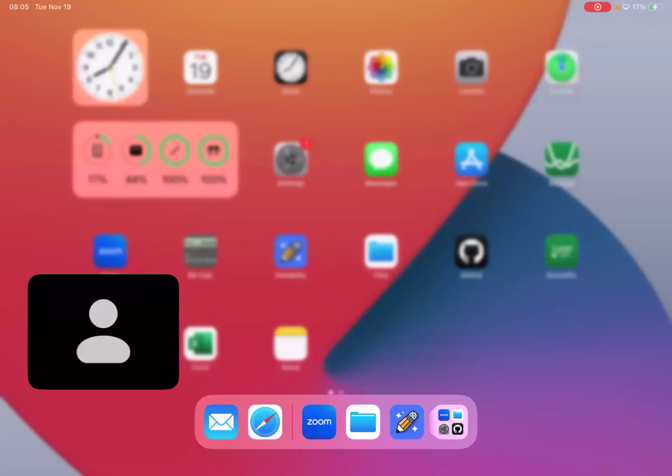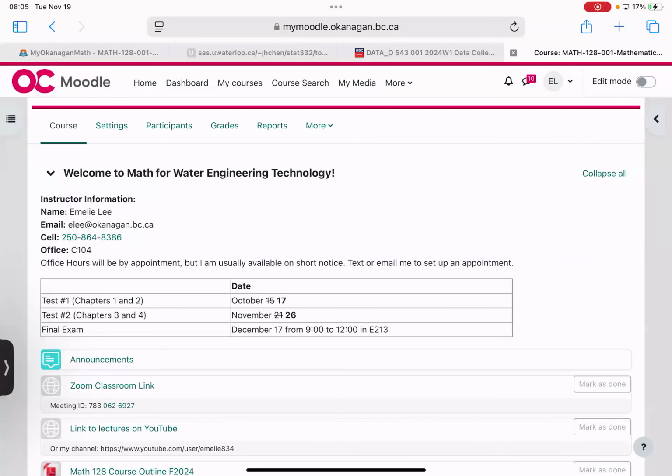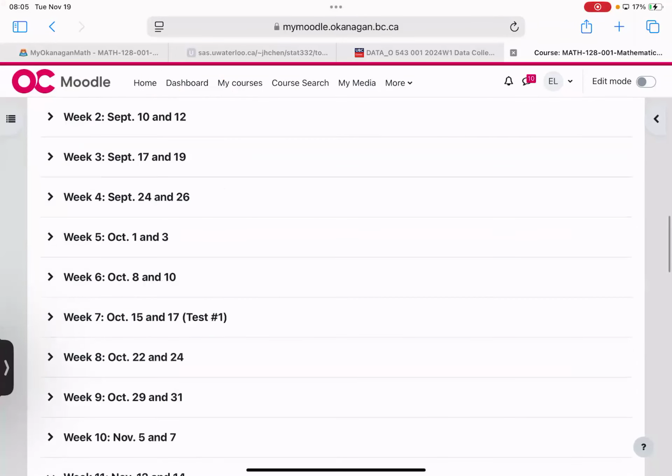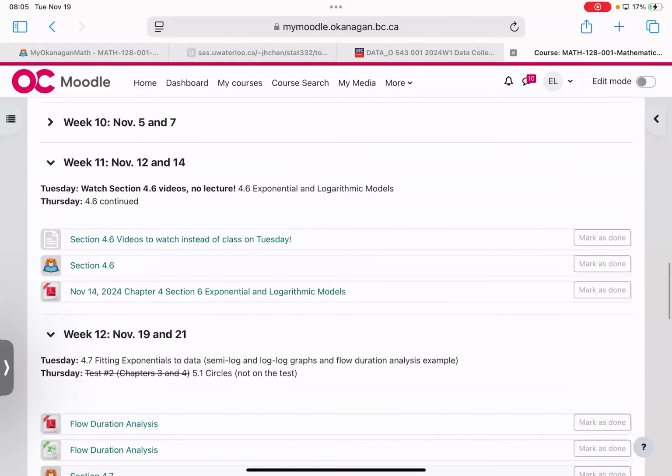There, ready. First things first, I changed the due date for the 4.6 assignment. So I do want to highlight, because otherwise I'll get freaked out messages saying, you said you were going to change the due date, but you didn't. So, and I know why.